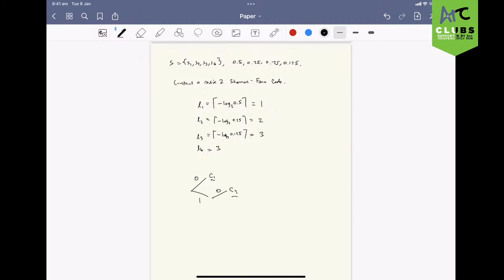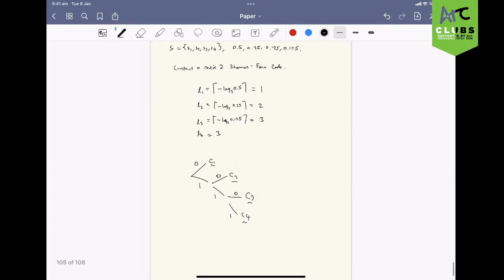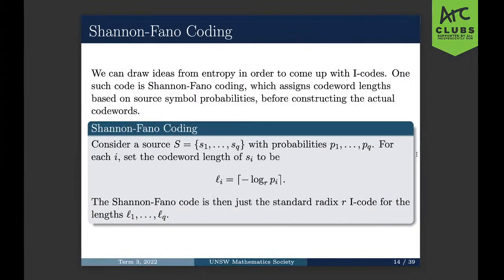So C2. Next, we want a length 3 code word. So we go down. It's going to be 1, and we got to go further again because we want length 3. And finally, length 3 for the fourth code word. So the code words are C1 is 0, C2 is 10, C3 is 110, and C4 is 111. Okay. Should be pretty straightforward.